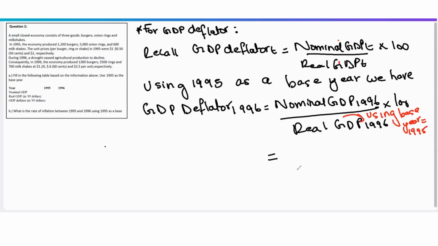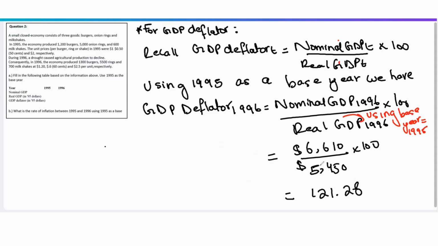We already found this in part one. The nominal GDP for 1996 is 6,610, and real GDP for 1996 was 5,450. So then this turns out to be 121.28. Notice that when we're finding the GDP deflator, I'm not attaching any units to it because this is a price index. It doesn't have any units. So for 1995, it's 100, and in 1996, it is 121.28. You have no units attached to it.